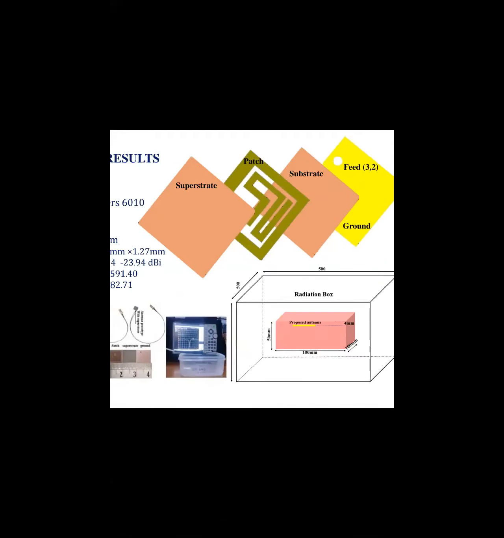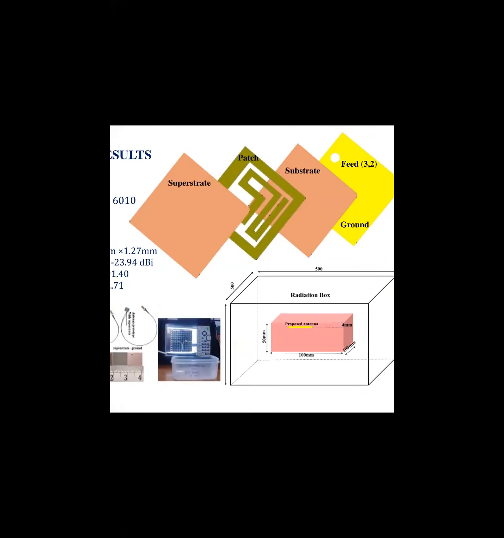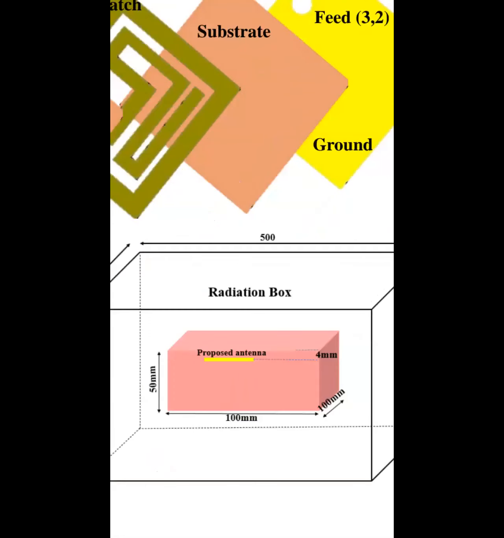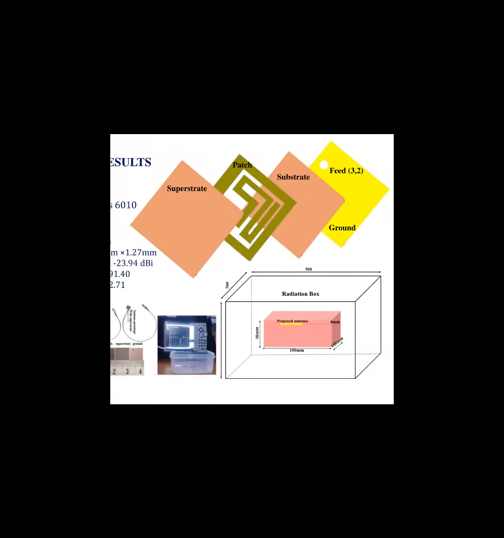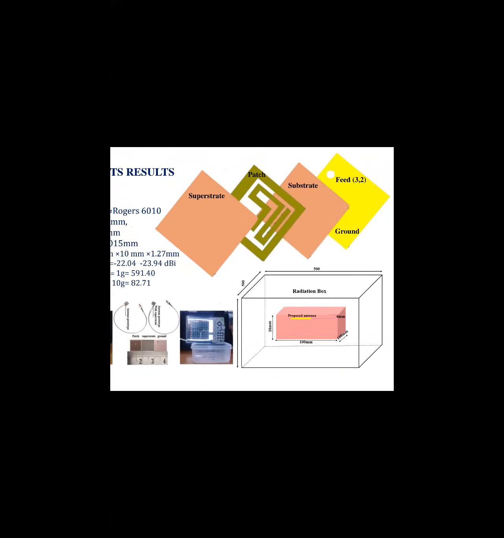This is in a radiation box. Here we are choosing a skin phantom. We have prepared the skin phantom with a size of 100 cross 100 cross 50, and we are placing the antenna at a depth of 4 mm. The depth of placing the antenna is also very important. If you increase the depth of penetration or depth of placement of your antenna, you get higher radiation.